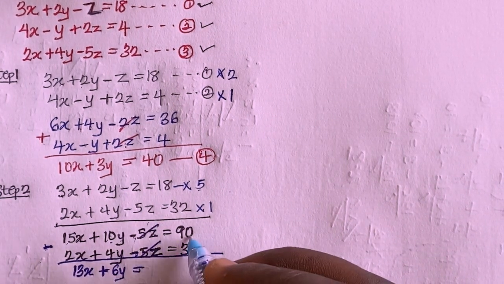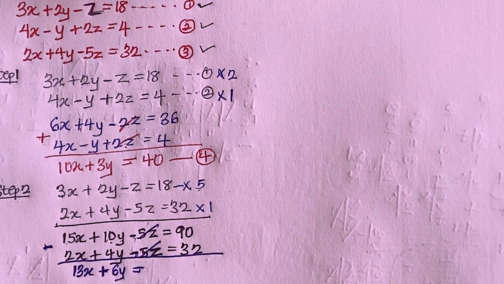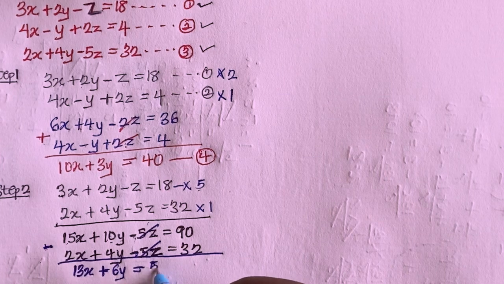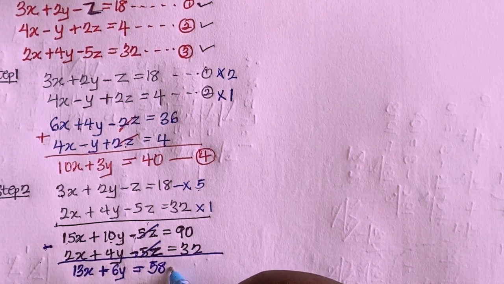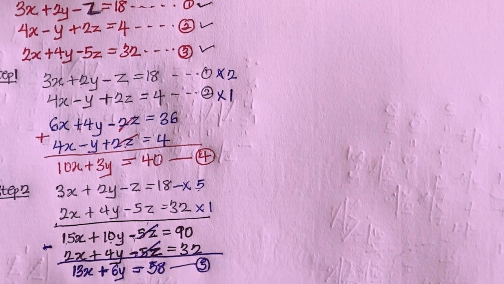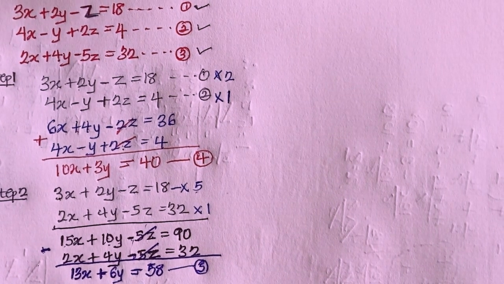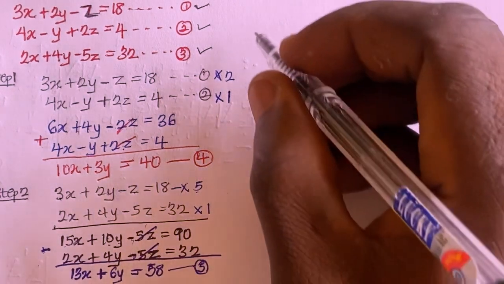Then is equal to 90 minus 32. That's actually what? 58, right? So you can call this equation 5. Exactly. So after that, you go to step 3. Step 3 now.